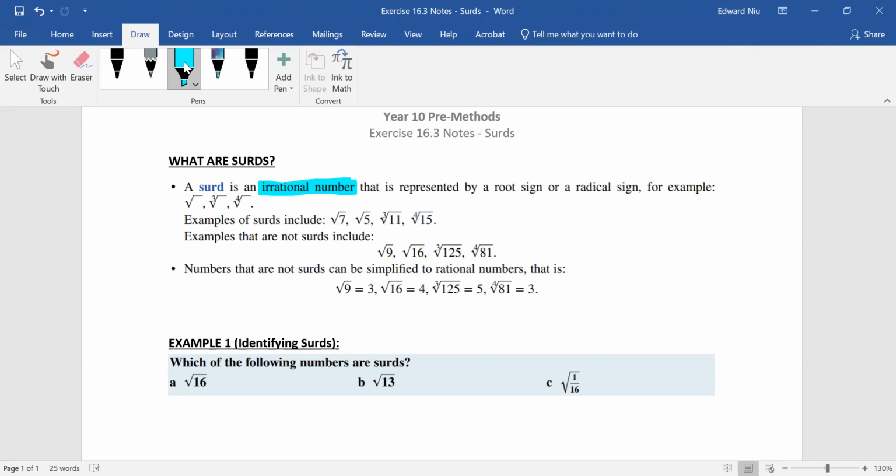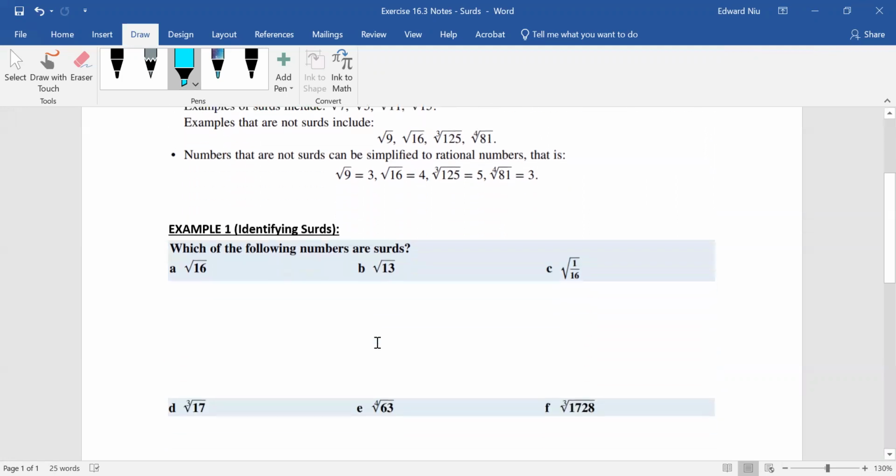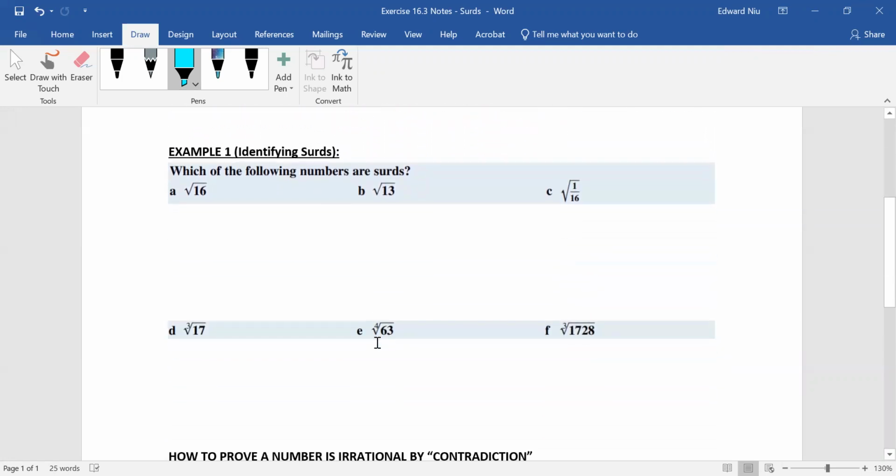So surds strictly represent irrational numbers to the maximum degree of accuracy, because when we put them into decimal places, irrational numbers just keep going forever, and we can never be quite exact with rounding in decimals. So let's identify whether or not these numbers are surds.